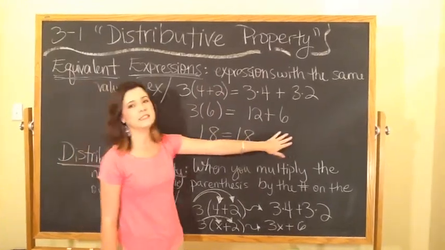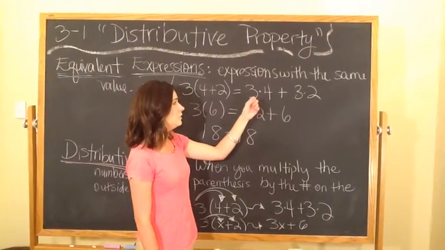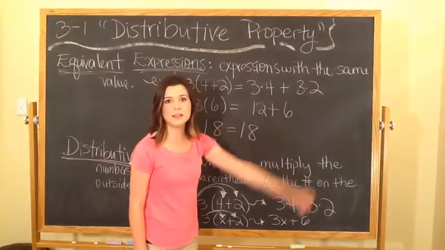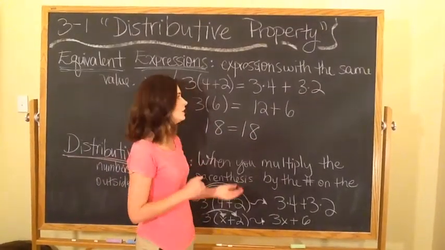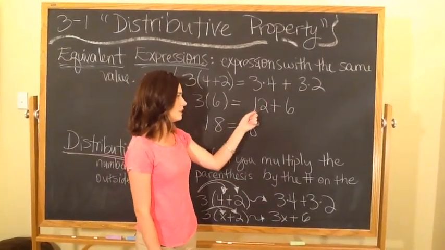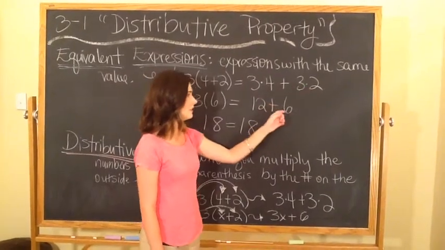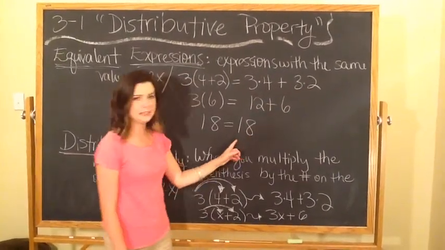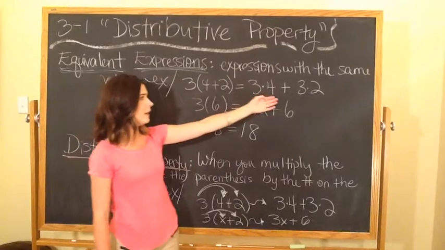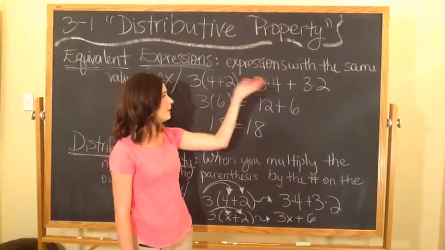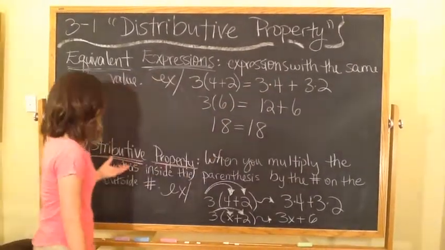Let's go ahead and look at this scenario. This one we have to do the multiplication first because multiplication comes before addition. So we have 3 times 4, which gives us 12, and then 3 times 2, which gives us 6. When you add them together, you get 18. So those are called equivalent expressions because they give you the same answer at the end.